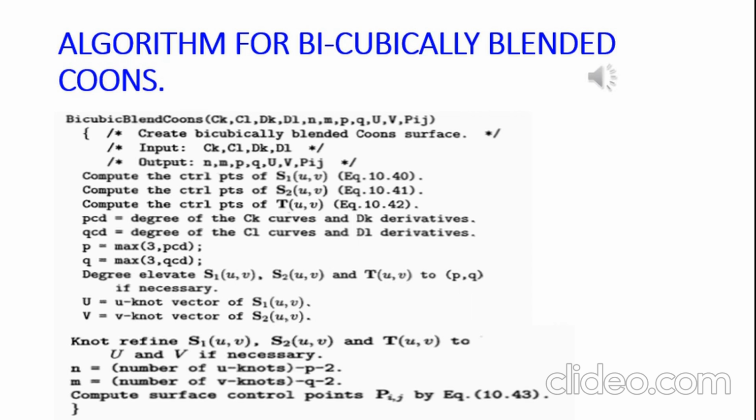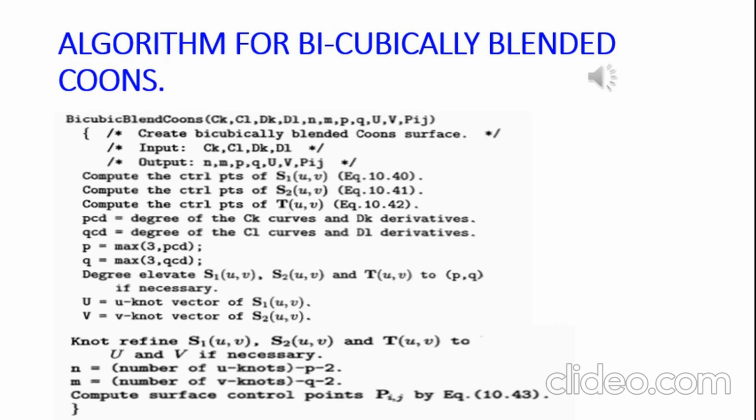And after getting the degrees, we substitute them here in the new variables P and Q. Now we need to do the degree elevations only if it's necessary using S1, S2 and T in the newly found variables P and Q. And if we do the degree elevations, we need to find the knot vectors U and V for S1 and S2 respectively. So for S1 it's knot vector U, and for S2 it's knot vector V.